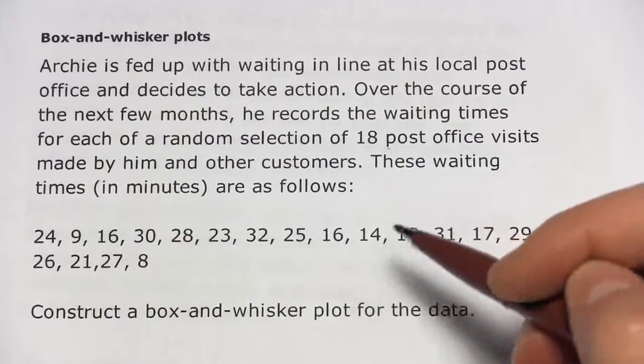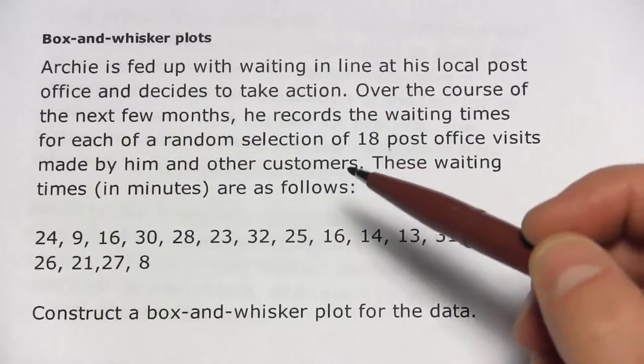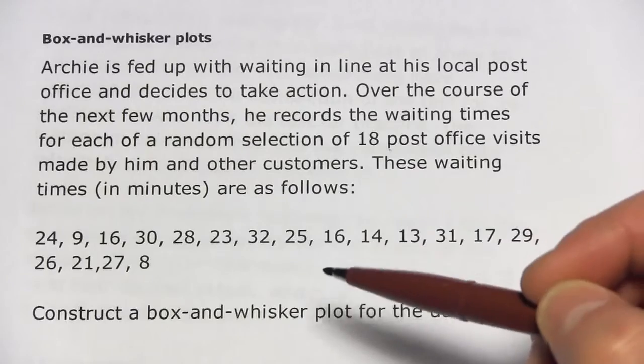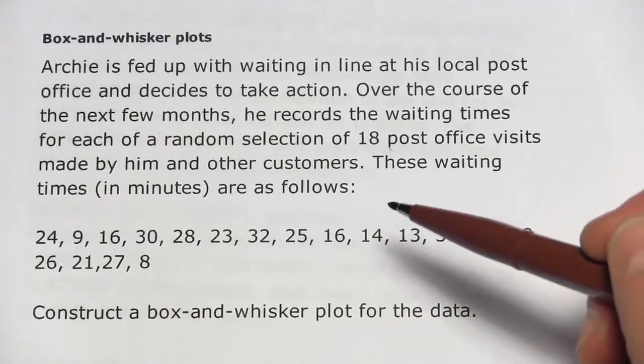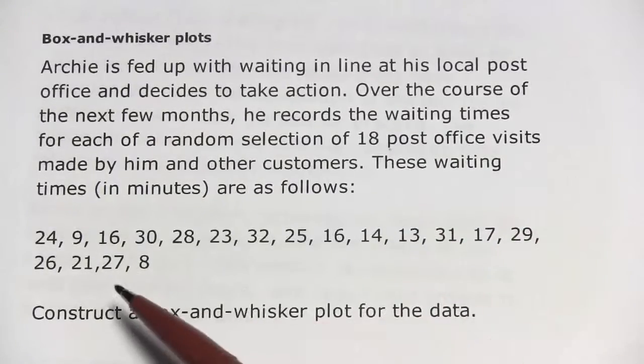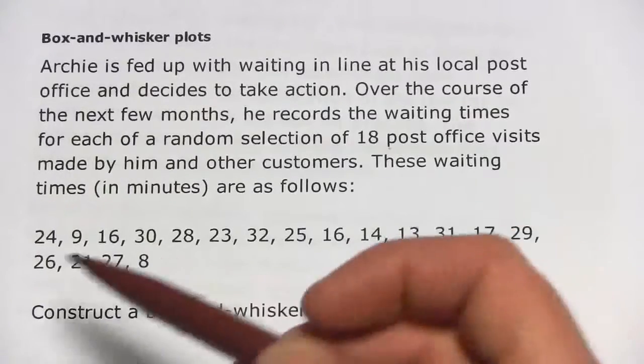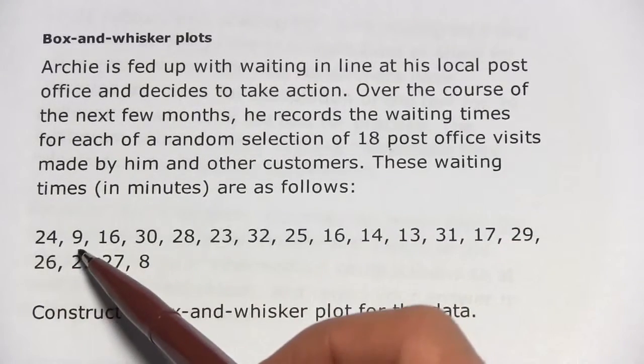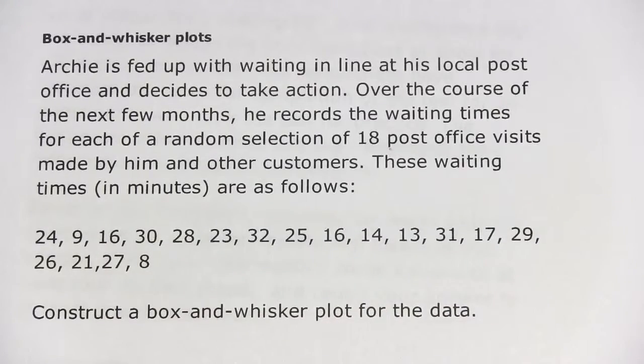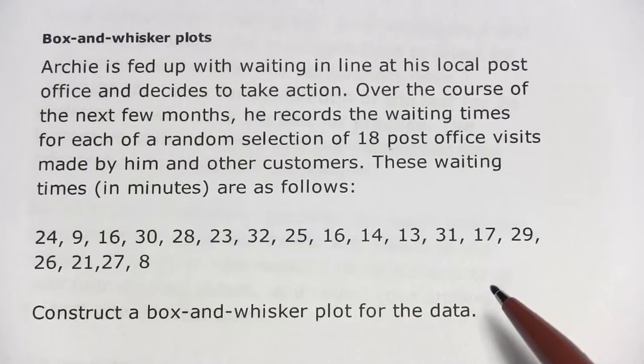In this problem, we're being asked to create a box and whisker plot. A box and whisker plot is just another way to visualize some data. And in this case, we've got a set of times that people had to wait in line at the post office. So somebody waited 24 minutes, somebody waited 9 minutes, etc. And we want to create a box and whisker plot from this data.